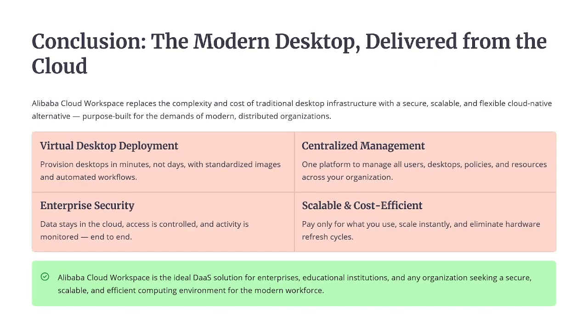Next is conclusion. Alibaba Cloud Workspace modernize desktop management by providing fast virtual desktop deployment, centralized administration, enterprise-grade security, flexible scalability, and cost efficiency cloud-based operation. In short, Alibaba Cloud Workspace enable organizations to work securely, efficiently, and from anywhere while reducing infrastructure complexity and cost.